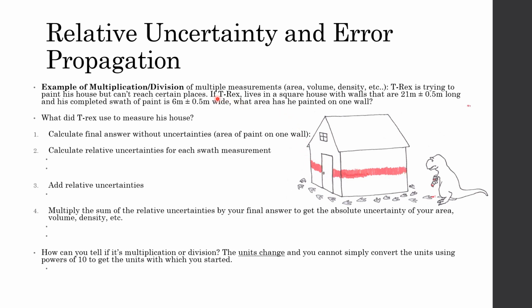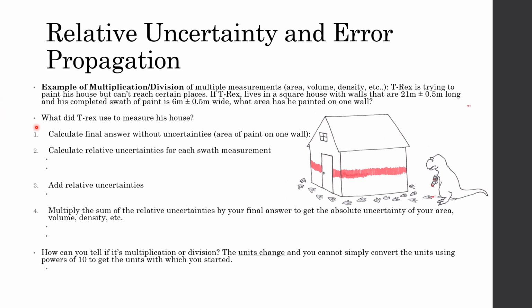I'm going to tell you that he lives in a square house that is 21 meters plus or minus a half a meter. So that means this is 21 by 21. His completed swath is 6 meters plus or minus a half a meter. So this is 6 meters wide. We want to figure out what area he has painted on one wall. The reason for that is, say that he needs to hire Mr. Velociraptor, who's going to finish the job, and so he needs to let him know what area he's already painted so that Mr. Velociraptor can give him an estimate on what is currently unpainted.